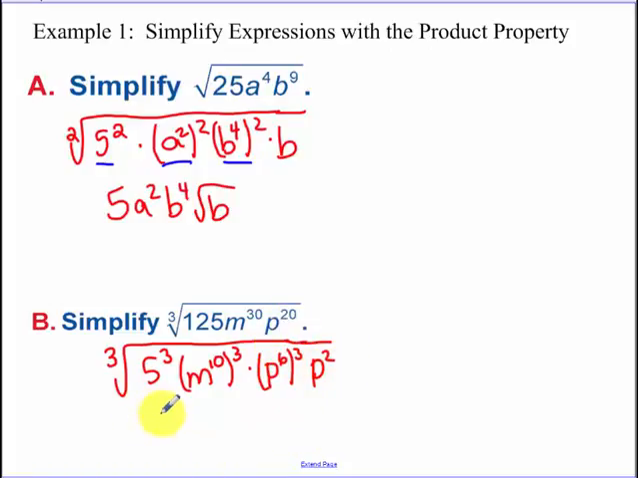Now simplify this out. 5 to the 3rd, that just comes out and is 5. The root 3 and this 3 cancel, so I'm left with m to the 10th, p to the 6th, and I'm left over with that cube root, don't forget that cube root, of p squared.